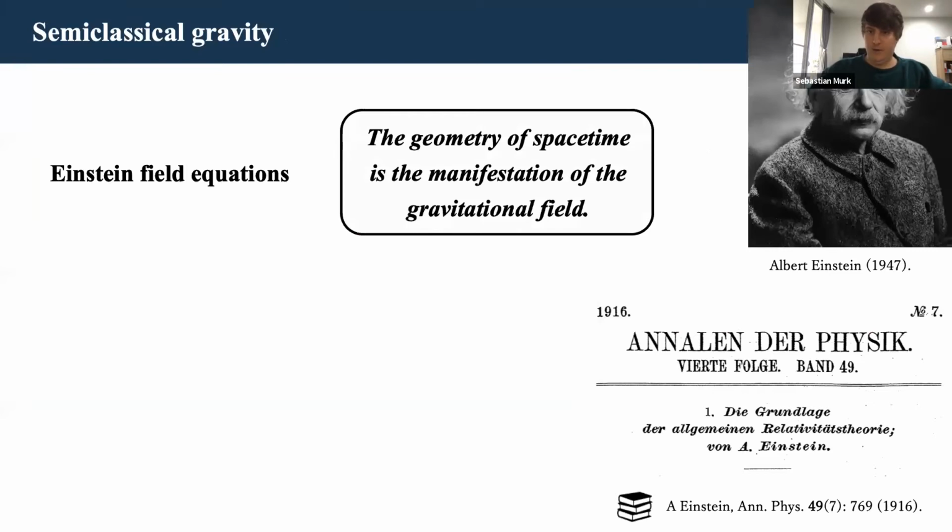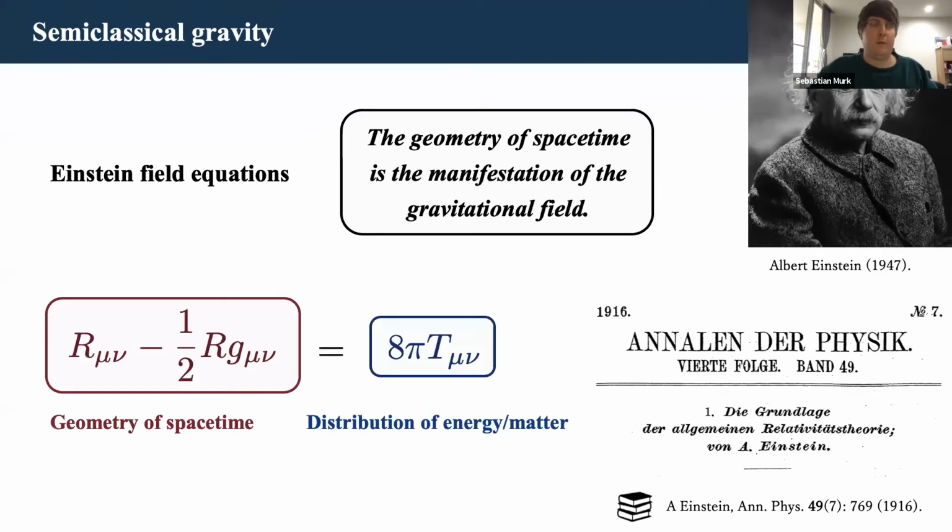Now we're working in the framework of semiclassical gravity, so I want to briefly explain what this means. The great insight of Albert Einstein was that the geometry of spacetime is the manifestation of the gravitational field. And in his famous paper from 1916, he put this notion in a precise mathematical form through the formulation of what we now know as the Einstein field equations. So these are equations that relate the geometry of space to a distribution of energy and matter. And the reason we can treat energy and matter on the same footing here is Einstein's other famous formula, which tells us that one can be transformed into the other.